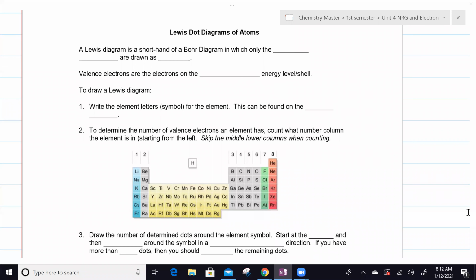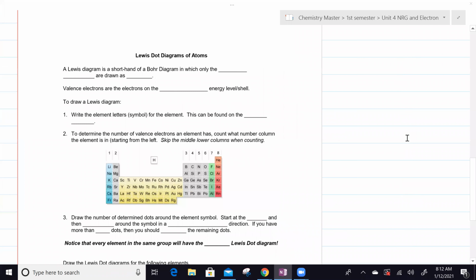All right. So the other day we talked about Bohr diagrams. When we were talking about Bohr diagrams, we drew the nucleus and then we drew the rings. Once we drew the rings, we put all the electrons on the rings. So how many electrons can the first ring hold? Two. Yes, two. Very nice.